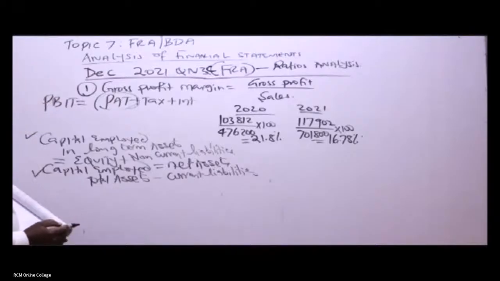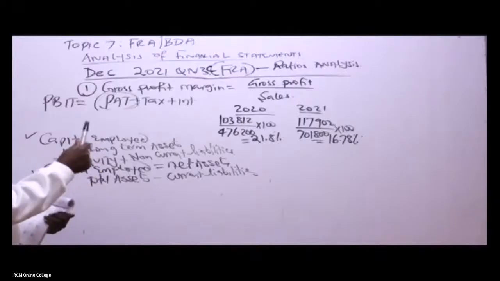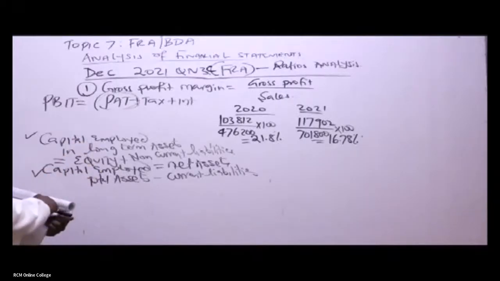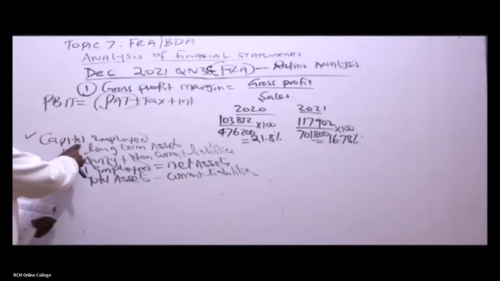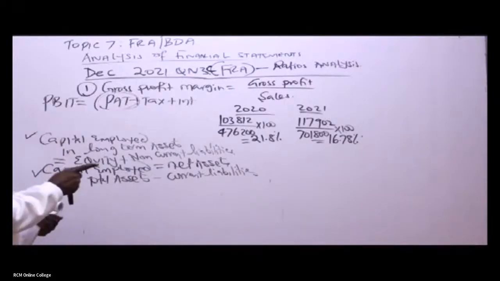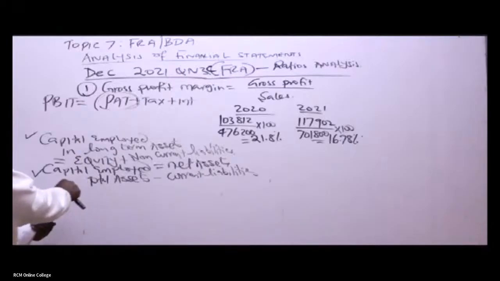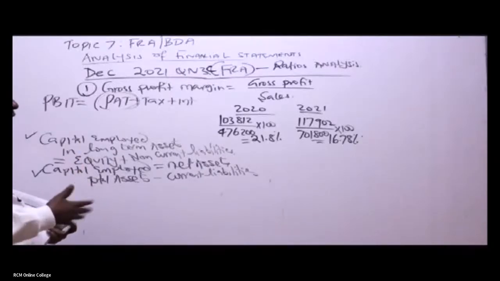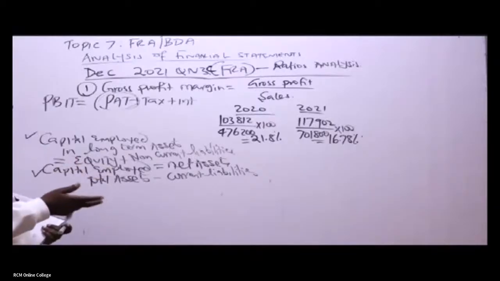Yeah, total assets minus current liabilities. And you must know both of them. Like now, the question that we are doing here, there's no way you can use the first approach. Most of the questions should require you to use the first approach. This question wanted us to use the second approach of getting capital employed, which is the same as net assets, which is total assets minus current liabilities.